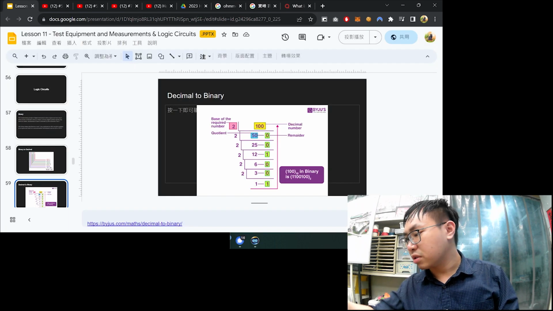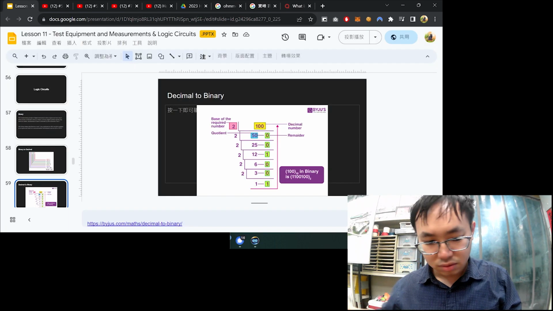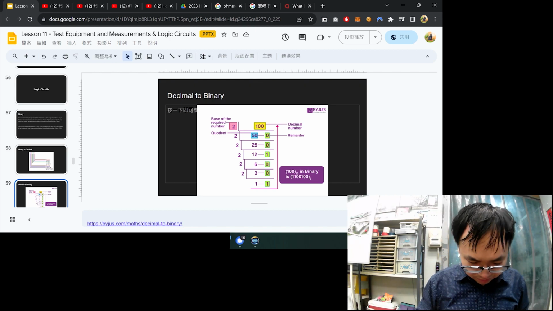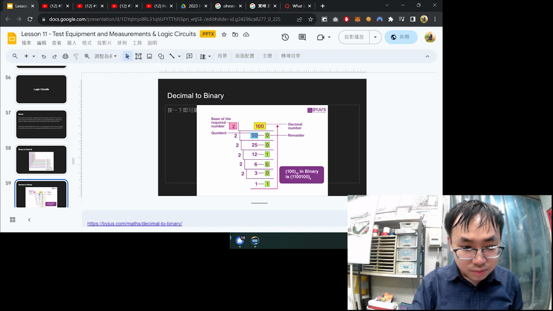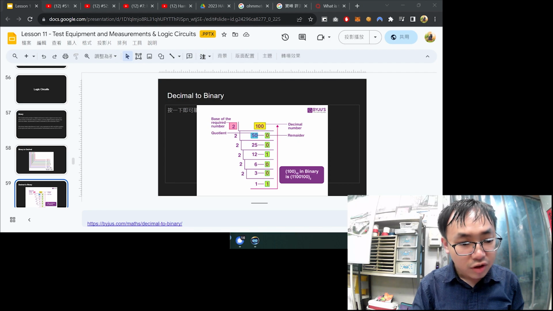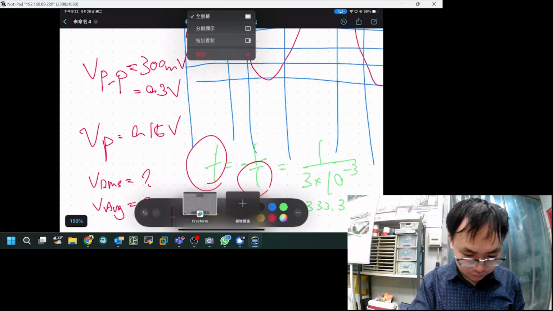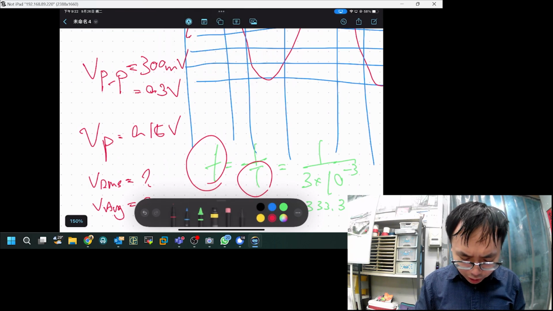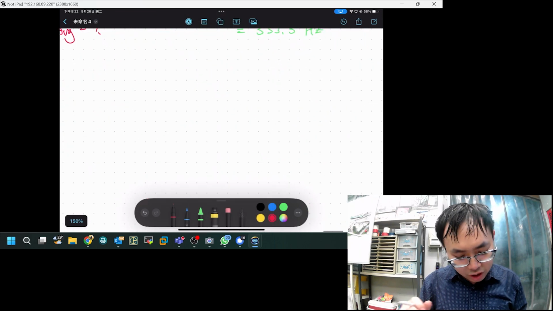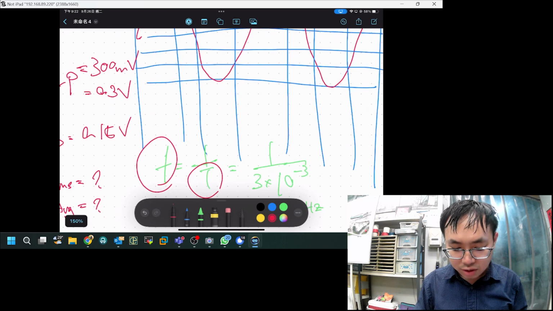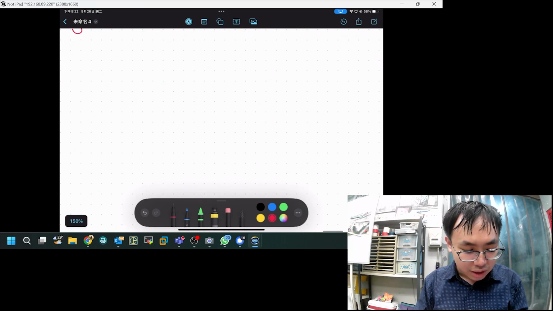I'm a bit confused, let me take out my iPad first. Because this part might be tested with a question. If you can memorize it, just memorize it. But if it is very hard for you, then try to memorize the concept instead. Okay.